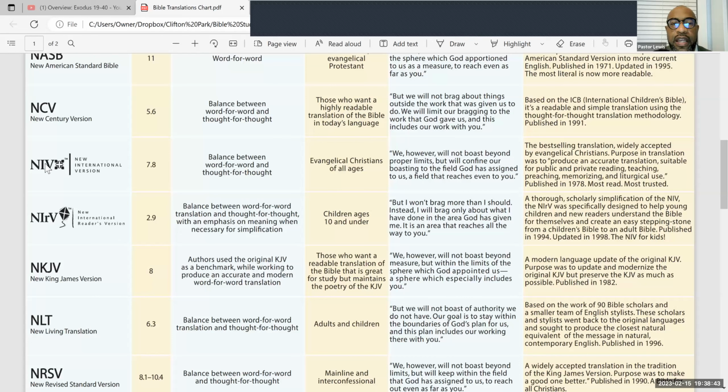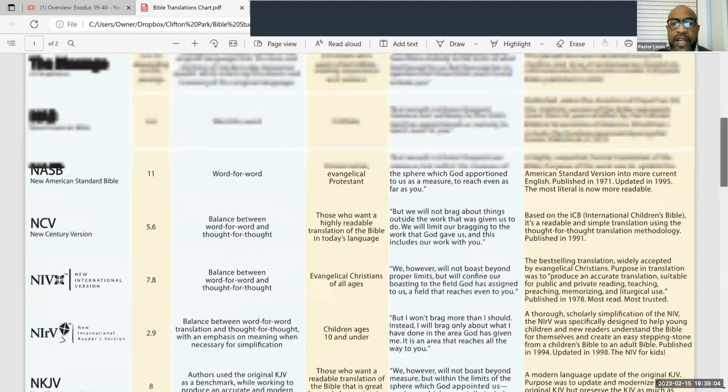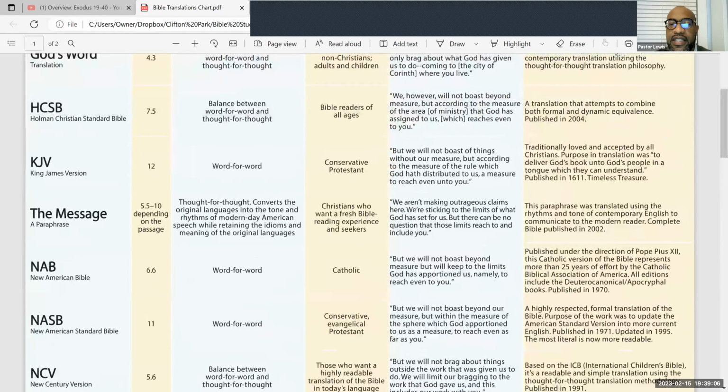If we read it from the New International Version, this is the way it says it. It says, "We, however, will not boast beyond proper limits, but will confine our boasting to the field God has assigned to us, a field that reaches even to you." All right. So that's the common parlance. If I read it in the Message version, it says this: "We aren't making outrageous claims here. We're sticking to the limits of what God has set for us. But there can be no question that those limits reach to and include you."